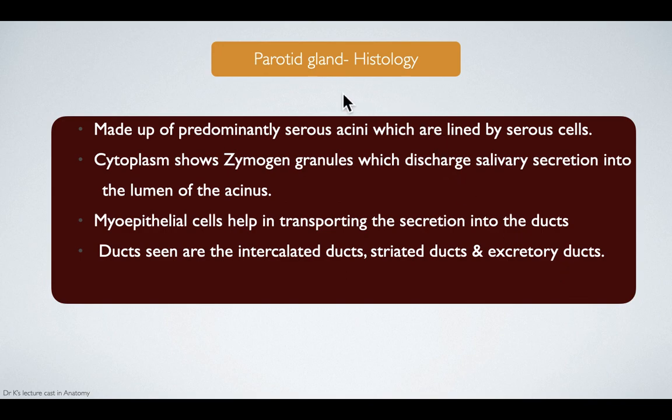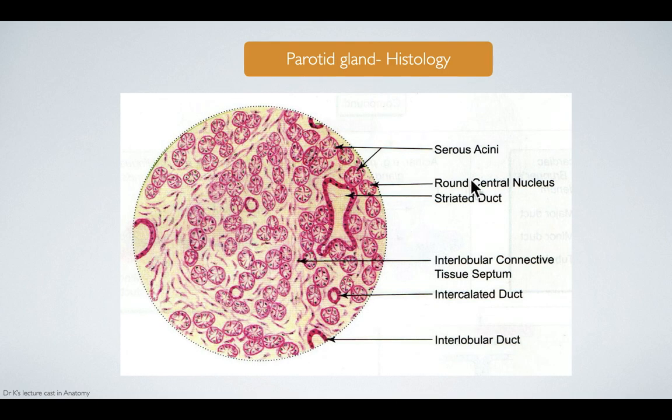Whenever we talk about parotid gland histology, mention serous acini, myoepithelial cells, these ducts, and also the zymogen granules and the lumen. This is the microscopic picture. In the serous acini you can see the round central nucleus, the striated duct, and the interlobular septum. All the glands are divided into lobes, so in between the lobes, septa means wall. So there is the interlobular septum, intercalated duct, and the interlobular duct between the lobules.